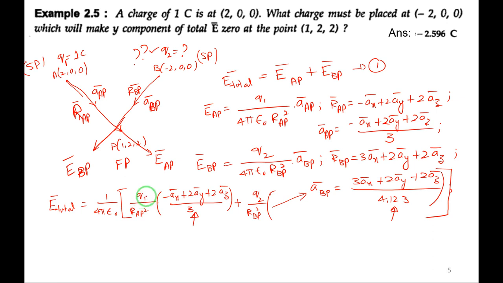Okay, I will concentrate only on the Y component. So I will multiply Q1. What is Q1 by RAP square? Q1 is 1 coulomb, and RAP is 3, right? So 1 by 3. I will multiply with only the Y component. I will discard the X component and Z component. Into 2 by 3. So I have taken only the Y component from the first electric field EAP.